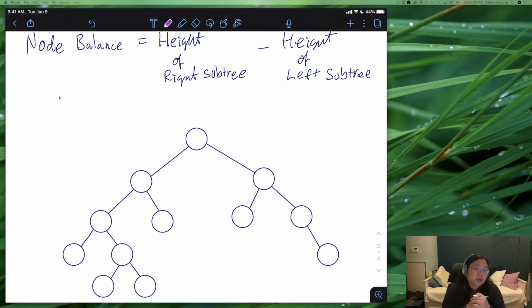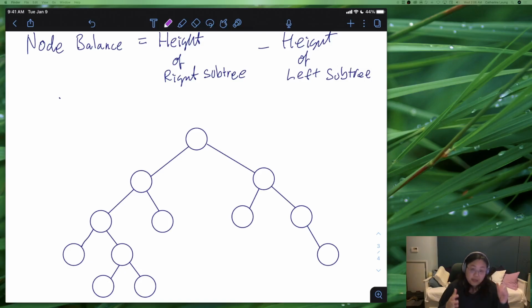To help us with this, we're going to introduce a value called a node's balance. Now, a node's balance is a value at every single node, so every node has its own balance value. That balance value is calculated by taking the height of the right subtree of a node and subtracting from it the height of its left subtree. Okay, so that's the formula that I have written there.